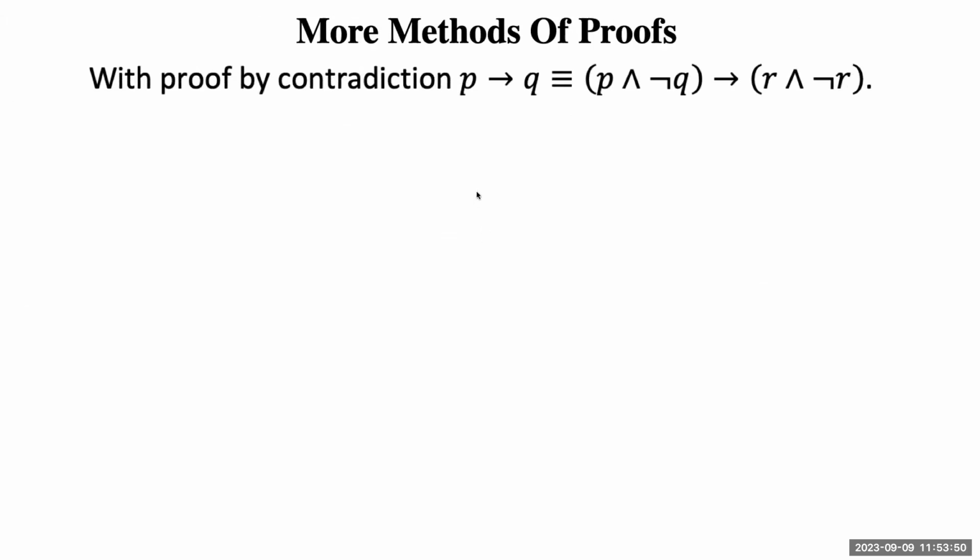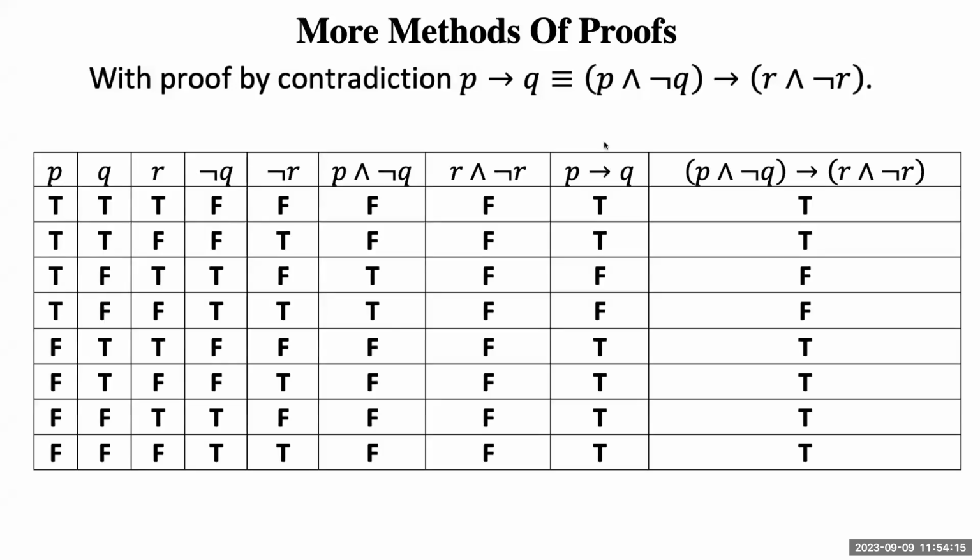So what we're using is this fact, that P implies Q is logically equivalent to P and not Q implies a contradiction, R and not R. So notice Q is a statement, we're going to assume the opposite of Q. We're going to AND it with P, and we're going to say whatever that is implies a contradiction. To show that's true, you'll just prove it with a truth table.